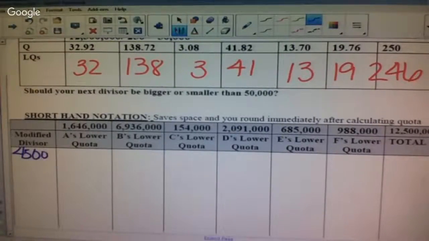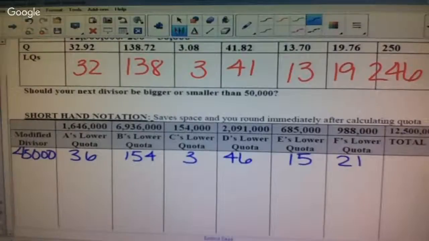Okay, so we guessed 45,000. Somebody give me the lower quotas that go with 45,000. 36, 154, 3, 46, 15, and 21. Okay, so 45,000 gives me 36, 154, 3, 46, 15, and 21.